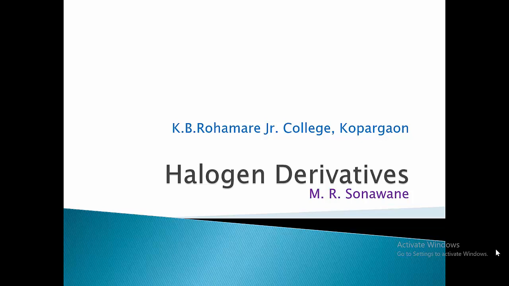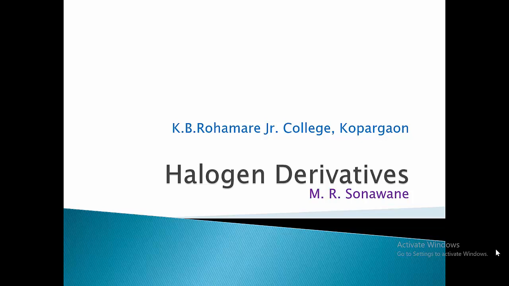Hello students. Last time we started a new topic, halogen derivatives, in which we completed the introduction, then the classification of halogen derivatives, then the nomenclature of halogen derivatives according to the common name system and according to the IUPAC nomenclature system. Then we started methods of preparation of halogen derivatives, or methods of preparation of alkyl halides, in which the first method we completed, that is from alcohols.